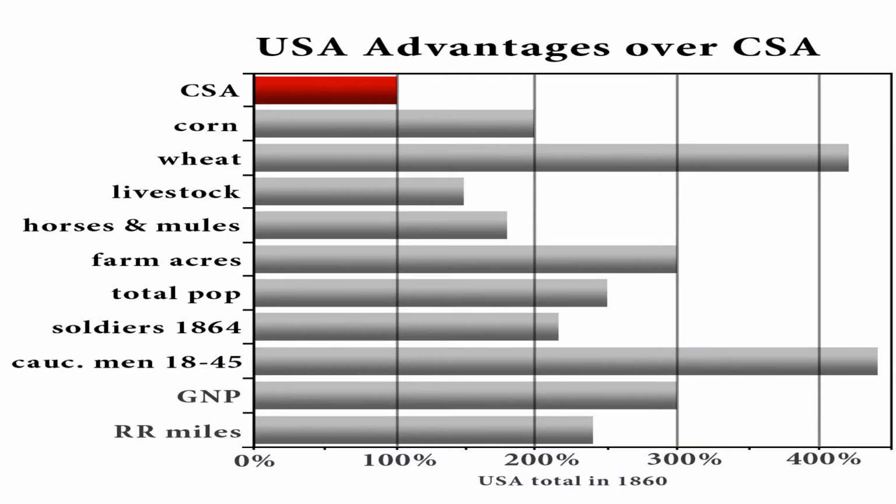And then here we have our advantages. Again, corn, wheat, livestock, horses, mules, acres, population, soldiers, men to draw upon, gross national product, and railroads. Again, all of these are pretty significant advantages, and in some, extremely high towards the Union versus the South.